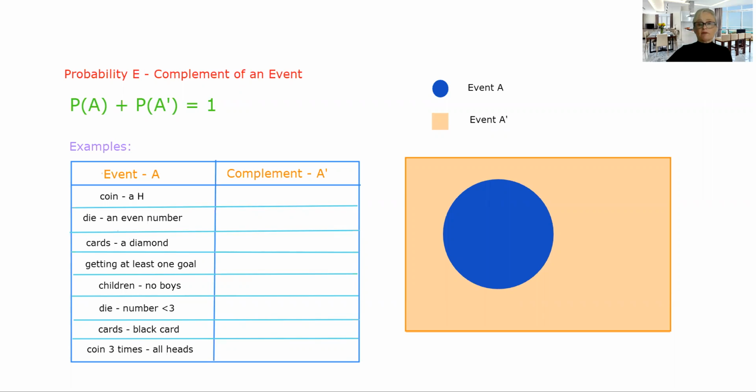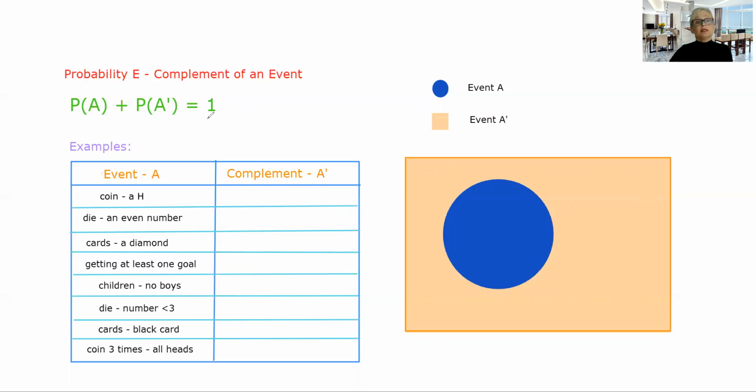So if we have a look at our Venn diagram here, the blue is event A. Okay, if that is the case, then the orange would be A dash, or the complement of A. So it's everything else that could possibly happen. Now, of course, it's certain that either A will happen or A will not happen. So that's why the probability of A plus the probability of the complement is 1.